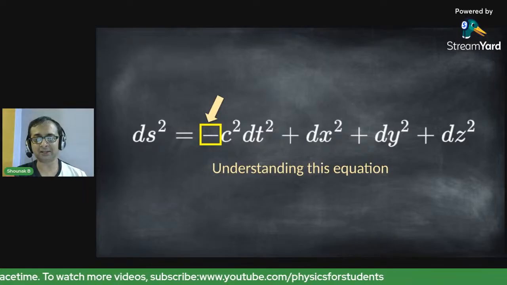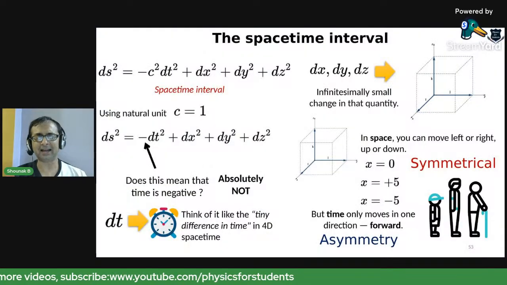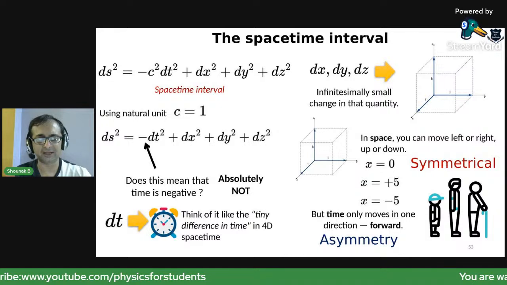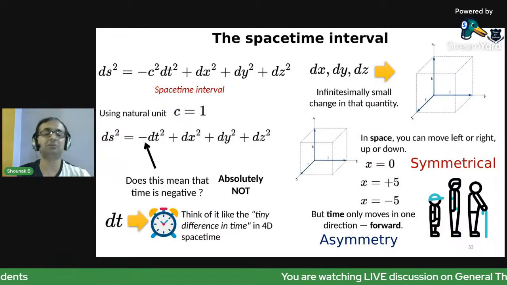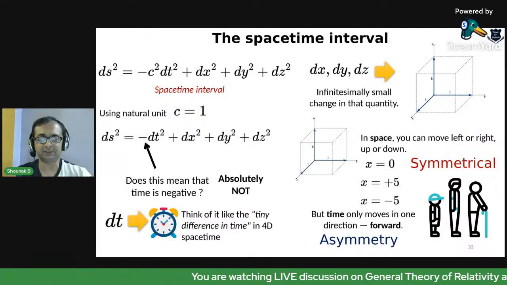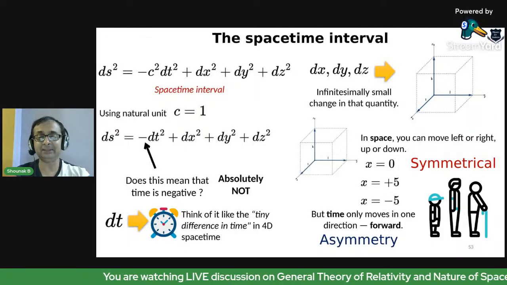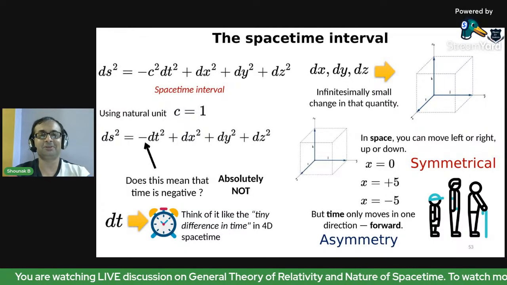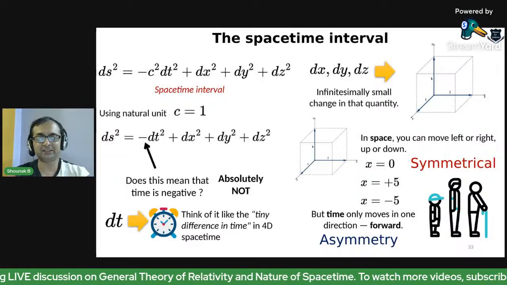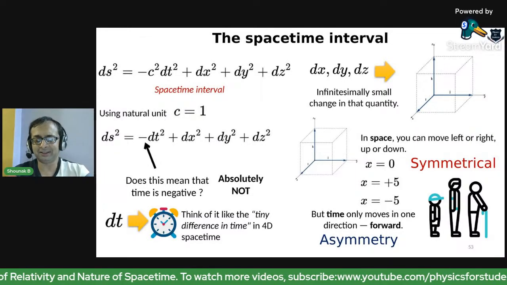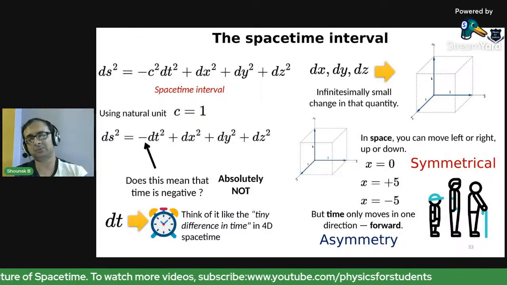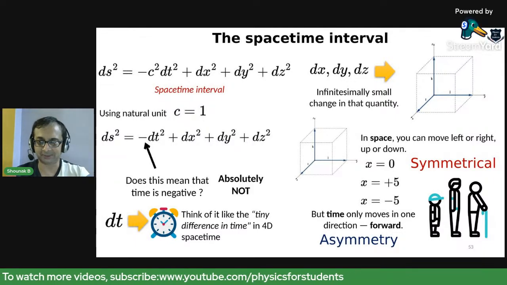So first, as you can see over here, we had already covered this, right? ds square equal to this one. We know that if we take natural units, C equals 1, then it becomes minus. So does this mean that time is negative? Some students ask this question: sir, minus dt means time is negative? No, dt is a small displacement in time; dx, dy and dz are small displacements in space.